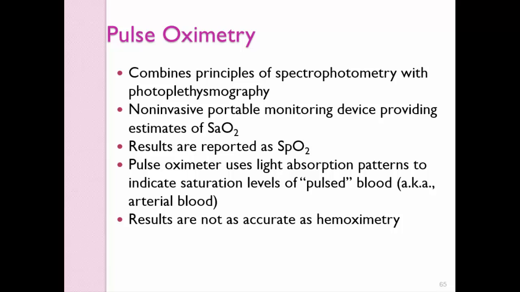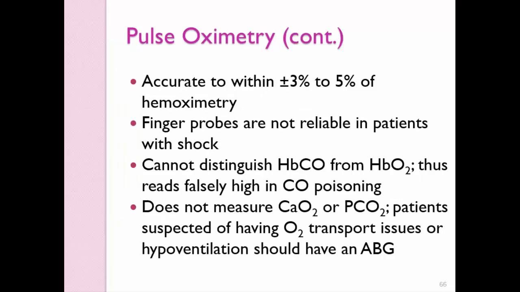If you have to compare the values between the hemoximetry and the pulse oximetry, you would rely on the hemoximetry as being the accurate one. But they should be accurate within 3 to 5% of the hemoximetry. And the finger probes are not reliable on patients with shock. In other words, if they're having blood pressure issues, probably better to use something else.